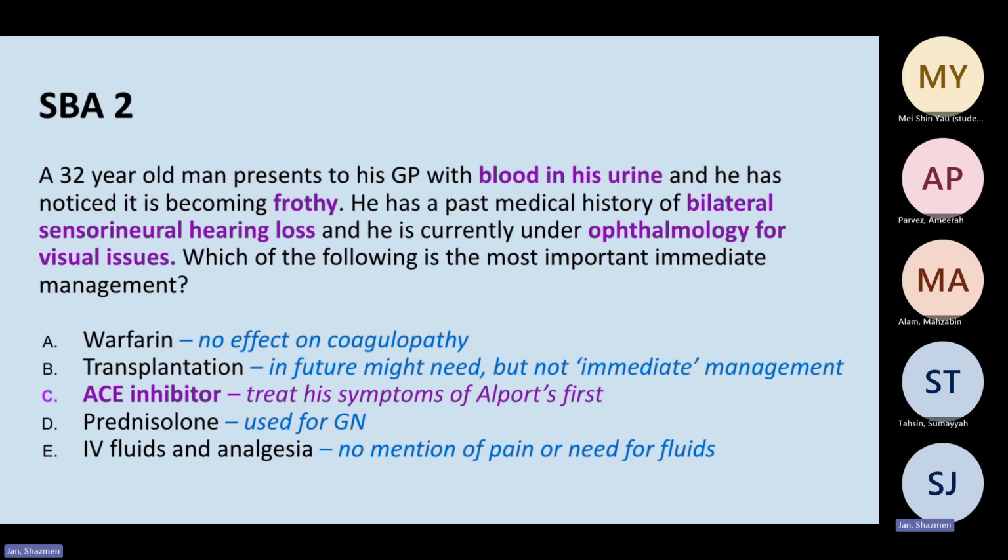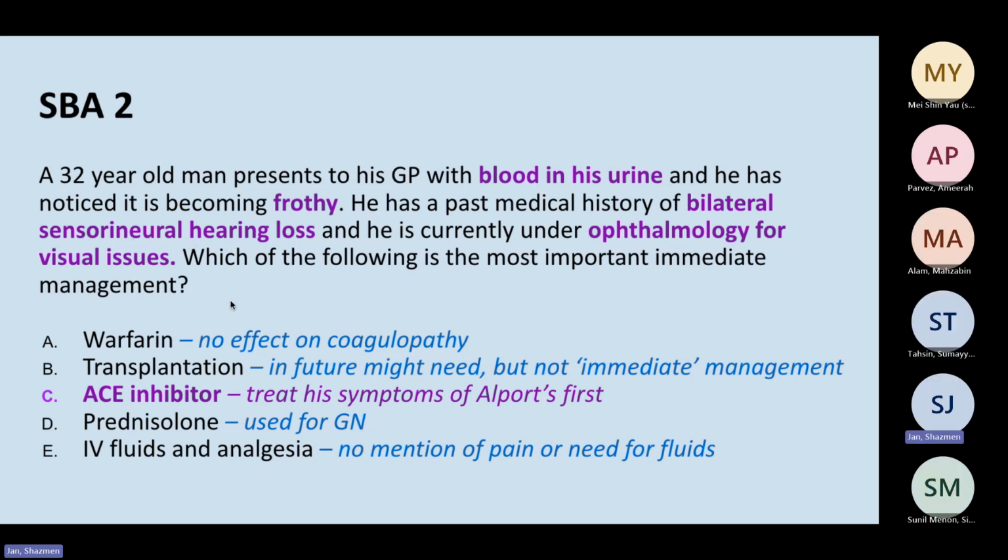So this patient has Alport syndrome, which is indicated by the fact that he has bilateral sensorineural hearing loss. Remember, I said that in Alport's, different systems are affected, including the eyes and the cochlea. And he's experiencing hematuria and proteinuria. So in order to deal with those symptoms, we're going to give him an ACE inhibitor, which is a vasodilator. So it's going to reduce the hypertension and hopefully improve his symptoms.